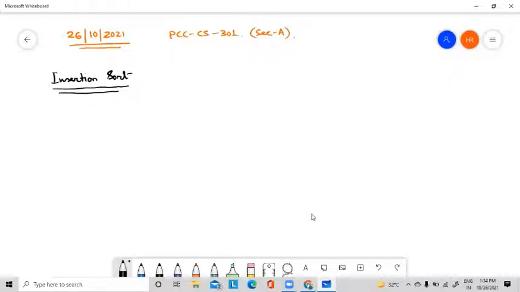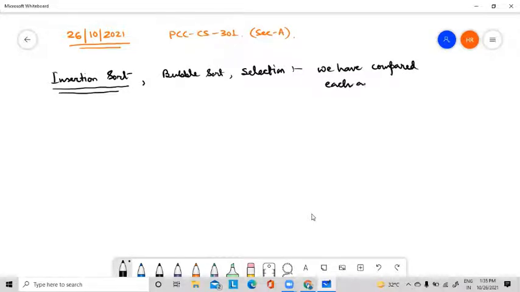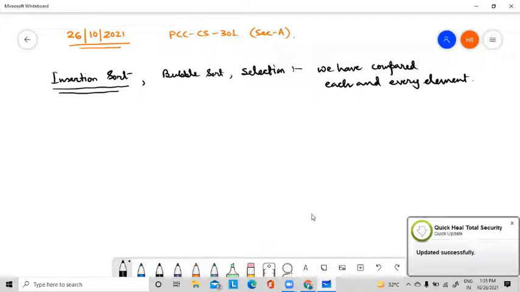So far we have discussed sorting techniques such as insertion sort, bubble sort, and selection sort. In all these three types of sorting, if you remember, we have compared each and every element, correct? To get which one is the smallest or which one is the largest, and according to that, we perform the sorting.